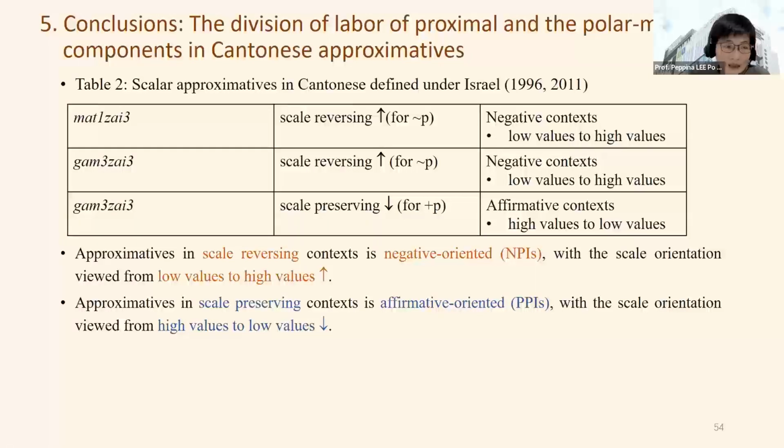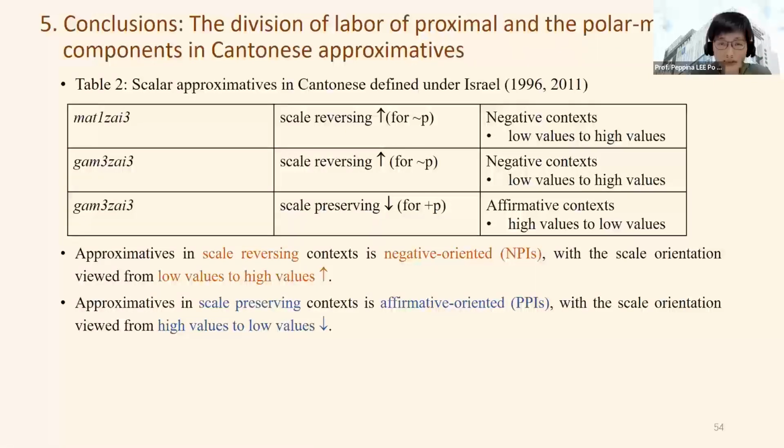Originally, matzai and gamzai share one thing: they can go with a negative P. If you go with a negative P, in other words, the direction will be from low to high. So that's why originally they would select the scale reversing type. Gamzai, which is different from matzai, can go with the affirmative context. So that's why what you see over here is not low to high. It will go with the scale preserving one, from high to low.